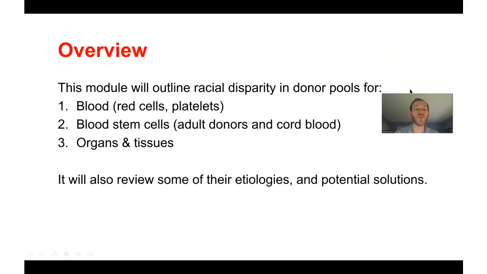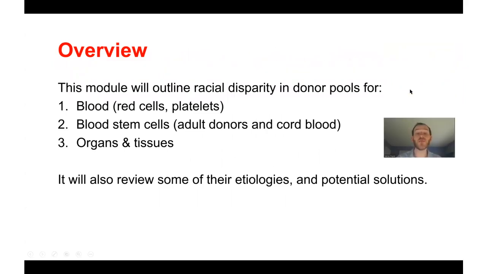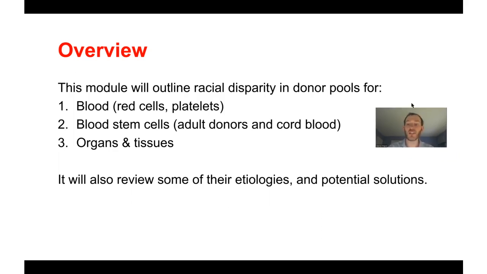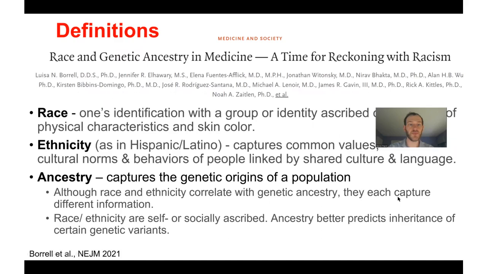So this talk will outline racial disparity in donor pools for first blood donation, red cells and platelets specifically, then blood stem cells, specifically adult donors and cord blood, and then organs and tissues. And it will review the etiologies of these disparities as well as some potential solutions. First, I'll define my terms.